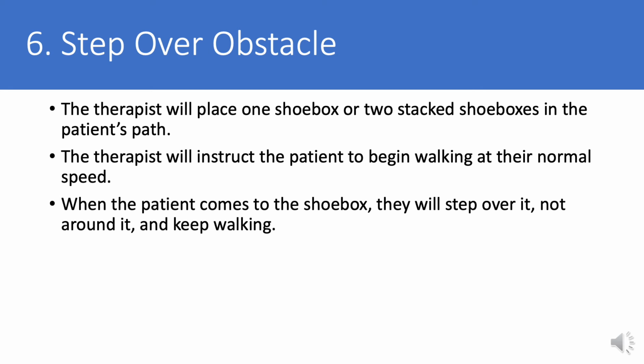For the sixth assessment, the patient will step over an obstacle that's placed there by the therapist. The therapist will place either 1 shoebox or 2 stacked shoeboxes that they've taped together in the patient's path during the 20-foot gait. The therapist will instruct the patient to begin walking at the normal pace with no head turns or anything like that, and they will have to step over the shoebox or the obstacle that's placed there, not around it, and keep walking.